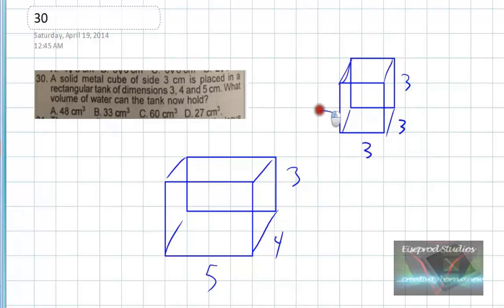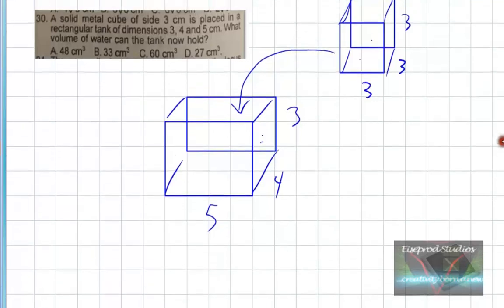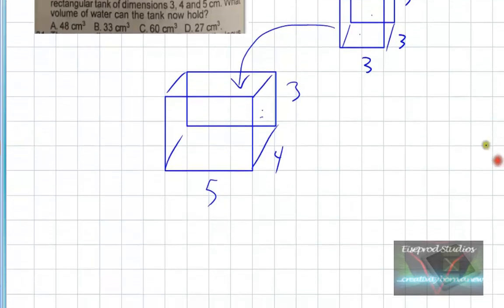What would happen if I were to put this in here and tried to fill the tank up with water? Would the tank be able to hold as much water as it had when it was empty? Of course not. In fact, the amount of water it can hold now is exactly this much less. So if we find the volume of this and the volume of this, we can subtract the smaller one from the bigger one and figure out how much space we have left for water. To find the volume, it's very straightforward. We're just going to multiply length times width times height.